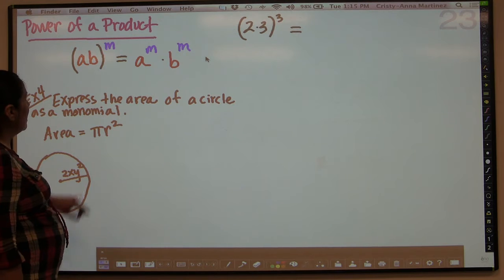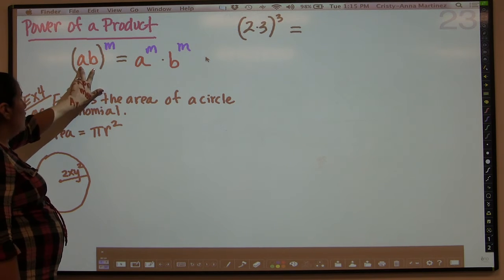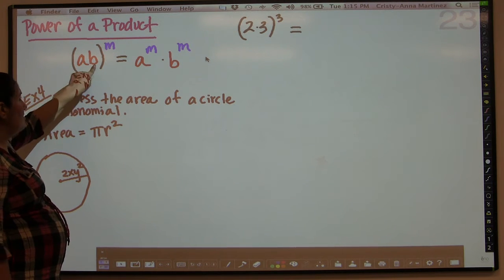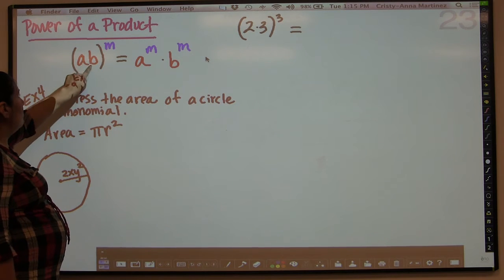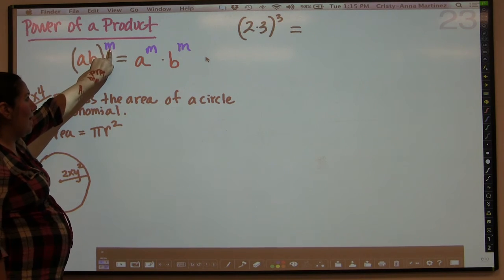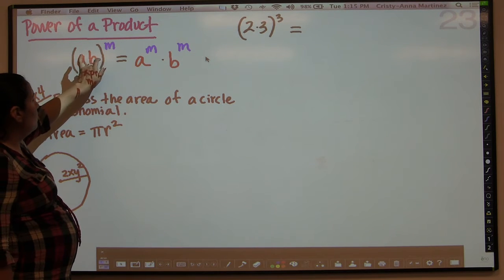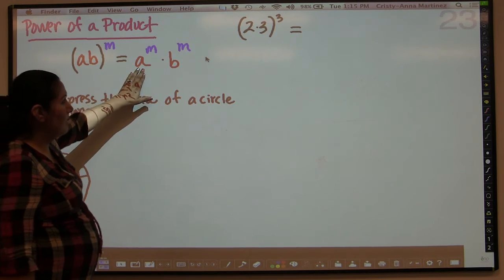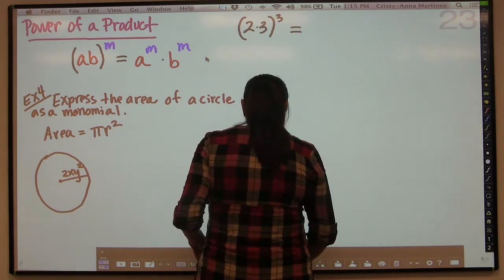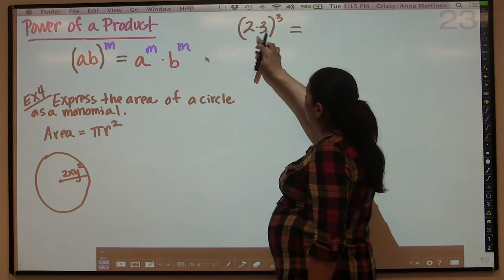What's different about this one is that you have two different bases in here. They're not both A's. You have an A and a B, so they're different bases, but they're both being raised to the same power of M. So what happens in that situation is that you distribute the M to both the A and the B, and you get A to the M times B to the M. And again, to show you how that works, we have an example of two different bases.